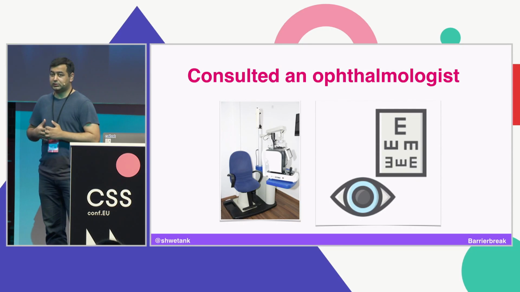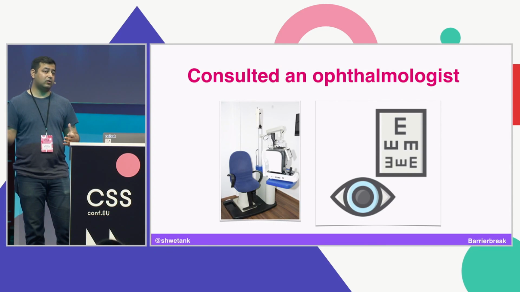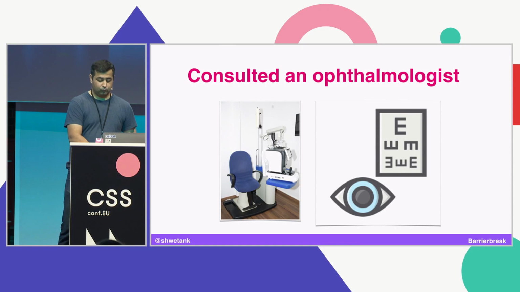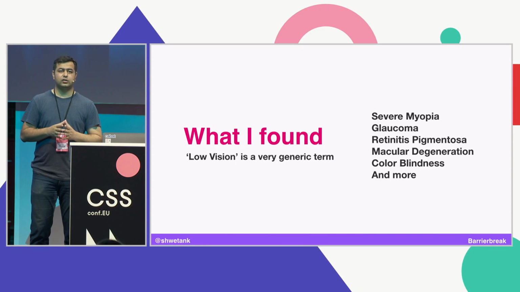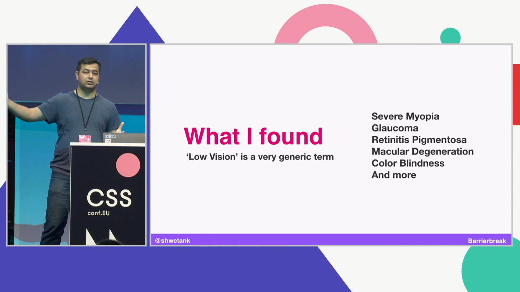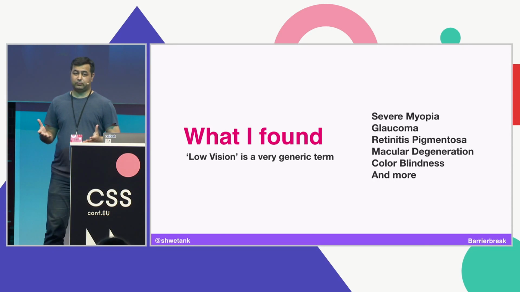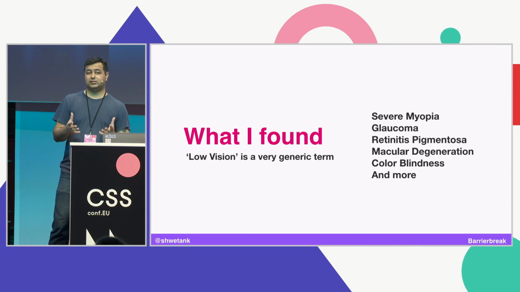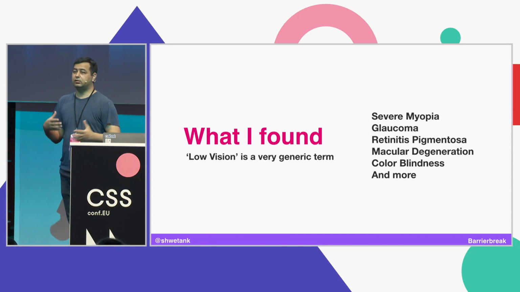So I did a little bit more research. I actually consulted an ophthalmologist as well, to get a medical perspective from a person who has dealt with hundreds, if not thousands, of such cases. And one thing was very, very clear. Low vision is a very generic term, right? If you say someone has low vision, a lot of times people assume that it's just a severe form of myopia, or short-sightedness. That can be the case, but that's not always the case. Sometimes you have glaucoma, retinitis pigmentosa, macular degeneration. All these things are there. And if you ask a random person on the street what macular degeneration is, they might not know.